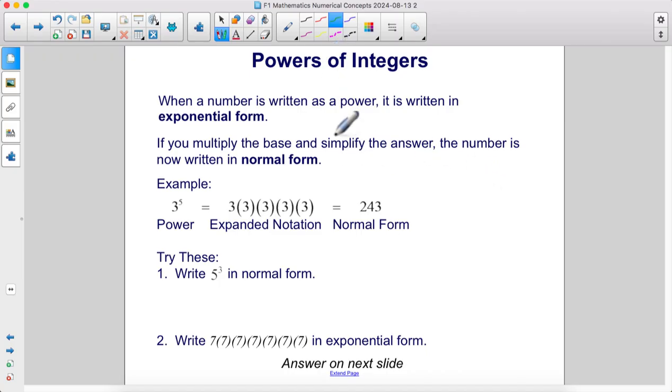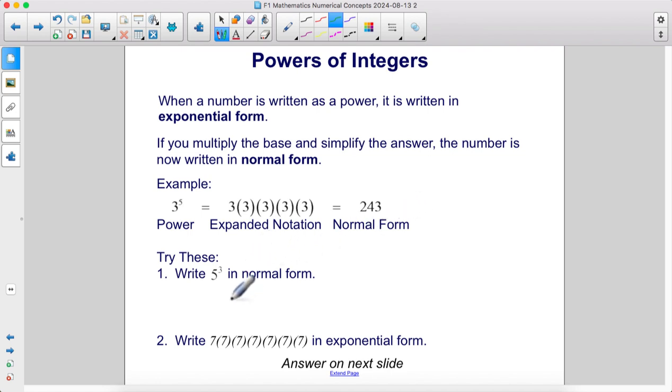When a number is written as a power, it is written in exponential form. If you multiply the base and simplify the answer, the number is now written in normal form. So here, 3 to the 5th, that's in power form. Expanded notation shows 3 being multiplied by itself 5 times. And normal form would be multiplying this all out and getting 243.